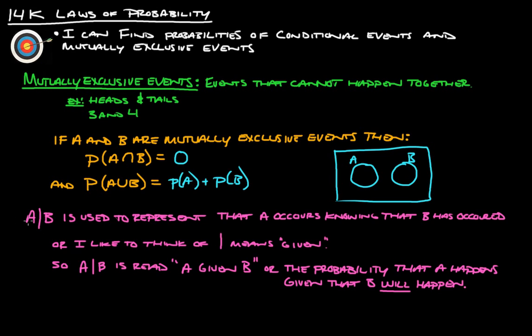Okay? All right. With that, when you have A and this extra long line in between, then B, what the book tells us is that this is used to represent that A occurs knowing that B has occurred. Okay, the way I like to think of it is this line means given, so you can read that as A given B. What that means is, what's the probability that A happens given that B is going to happen. So probability of A given that B happens.